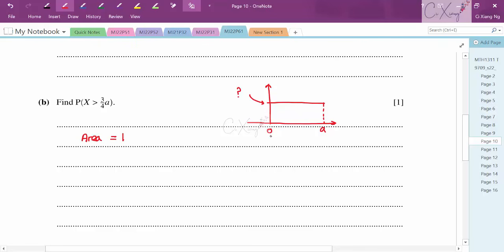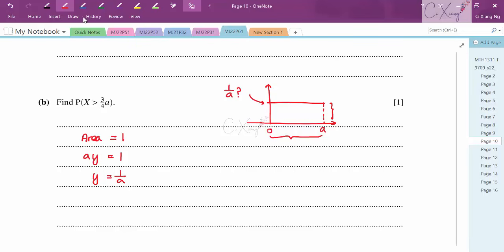So if the area is equal to 1, to get the area we are having the base and the height. The base is actually the a, and the height is actually the y. So a multiplied with the y is equal to 1, and therefore your y is equal to 1 over a. So this particular value is actually 1 over a.